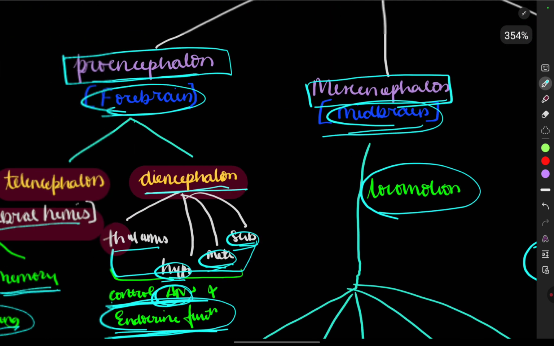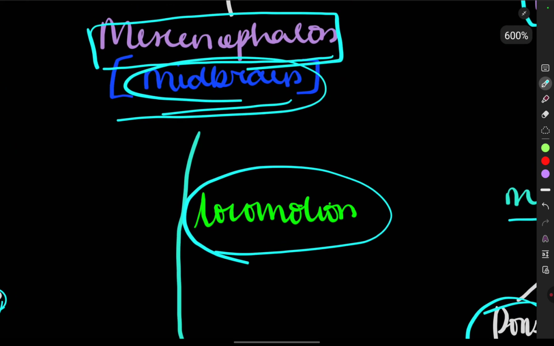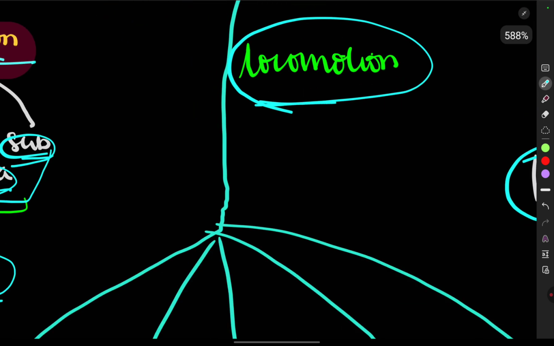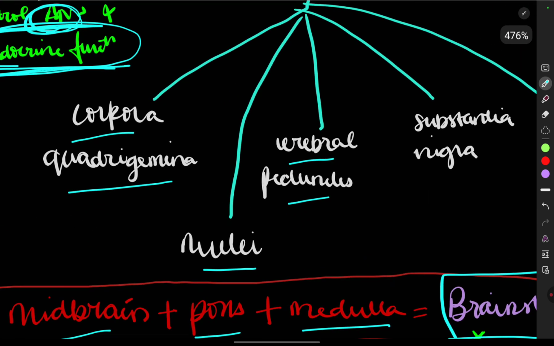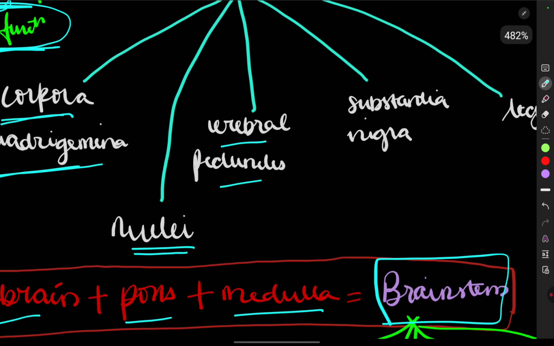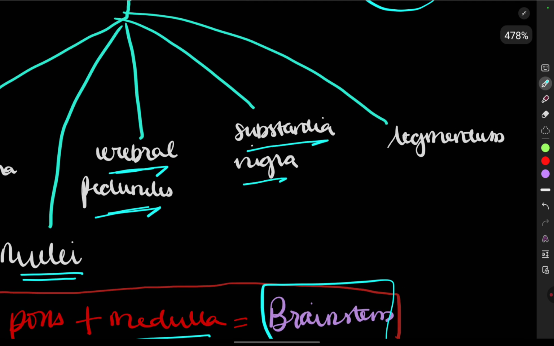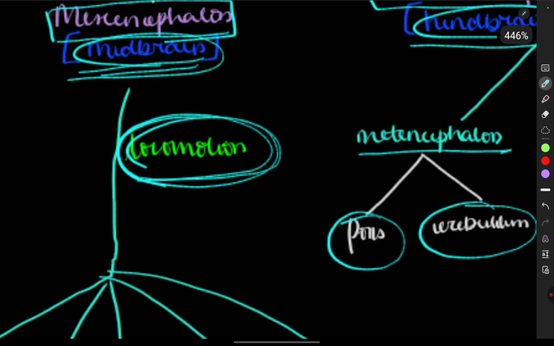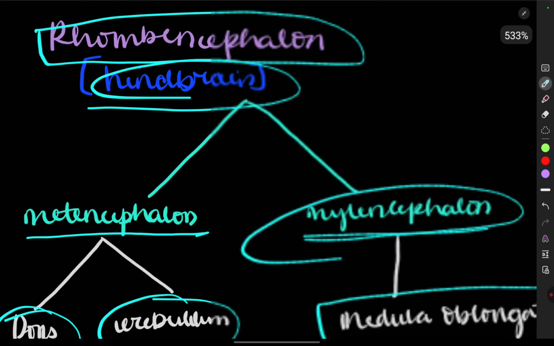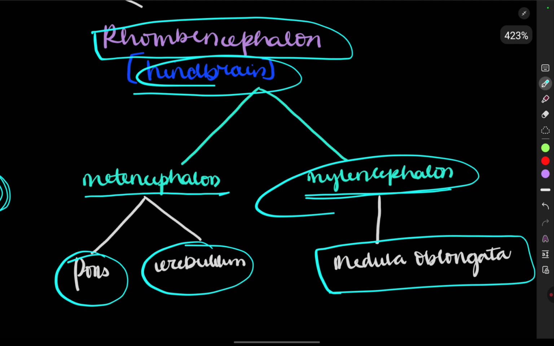Now we are done with the forebrain. Now come to the midbrain. The midbrain helps mostly in locomotion and balance. It consists of the corpora quadrigemina, the nuclei, cerebral peduncles, substantia nigra, and so on. This is just the introductory part, the basic things that all must know to understand the further concepts. If the base is strong, we can learn the further concepts easily.